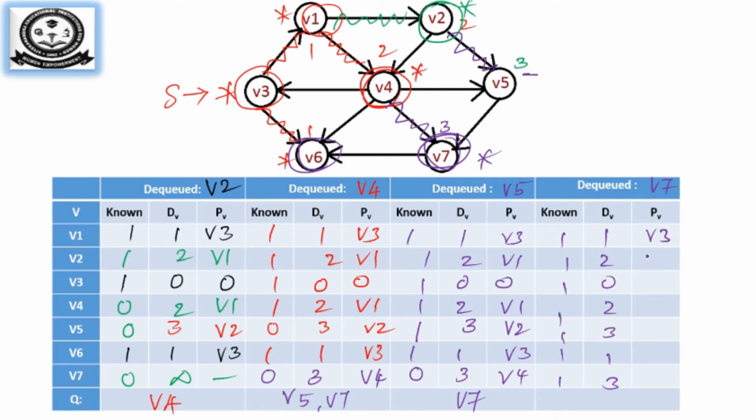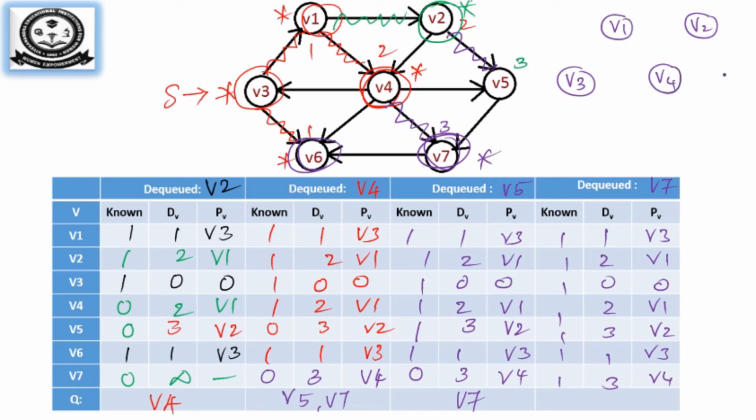So the previous vertexes are V1, 0, V1, V2, V3 and V4. So what will be the shortest path is, we will write V3, V1, V2, V4, V5, and we have V7 and V6. So the final answer is from V3.